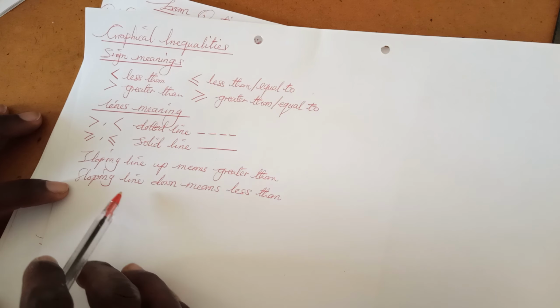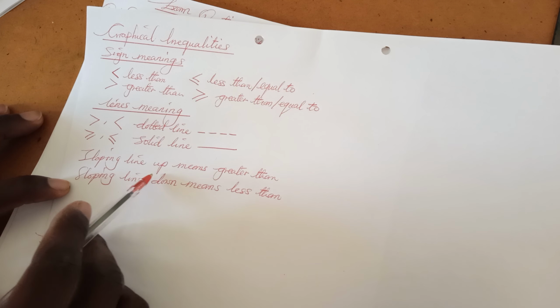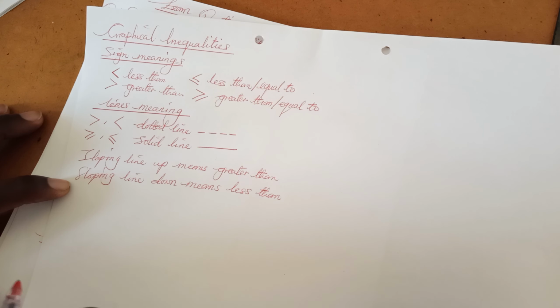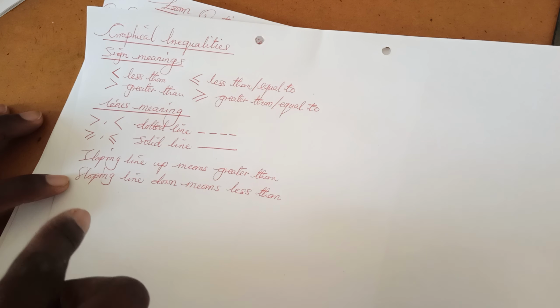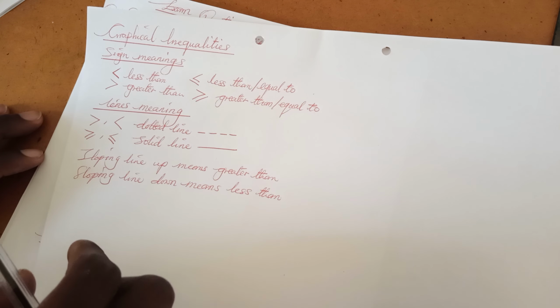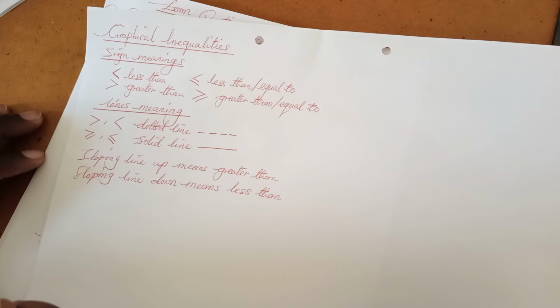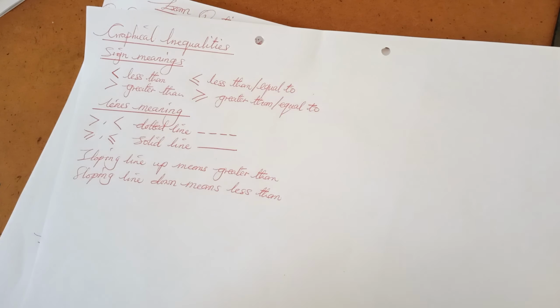Okay, so a line sloping up means greater than, and a line sloping down means less than. So it's important that you understand these signs, because it is going to be easier for you to answer the questions. Okay, so let us go and look at a few examples.